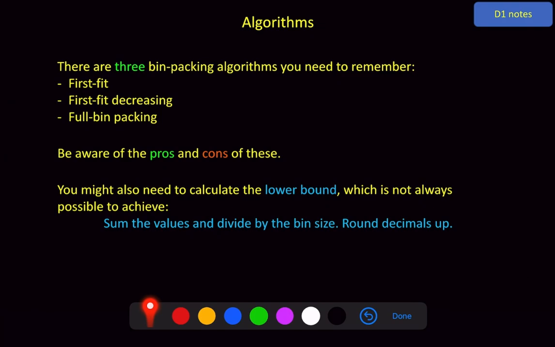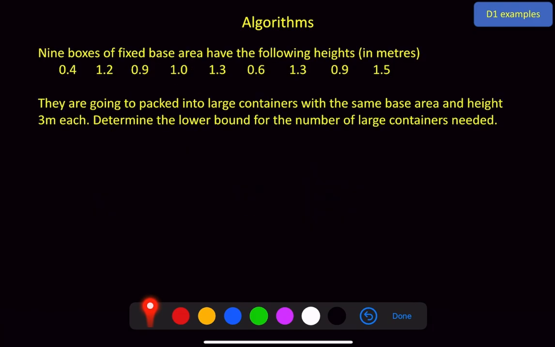So I'll do a couple of examples focused on this first, and then we'll look at the 3 algorithms on the same list of numbers. So 9 boxes of fixed base area have the following heights in meters. They're going to be packed into large containers with the same base area and height 3 meters each. Determine the lower bound for the number of large containers needed. So if I add all of those together, I get a total of 9.1.